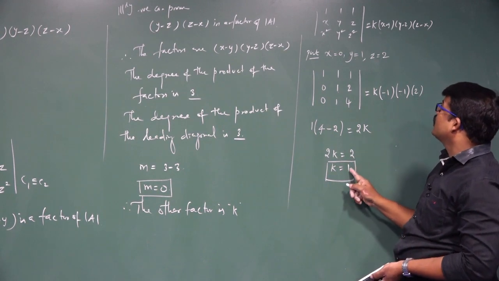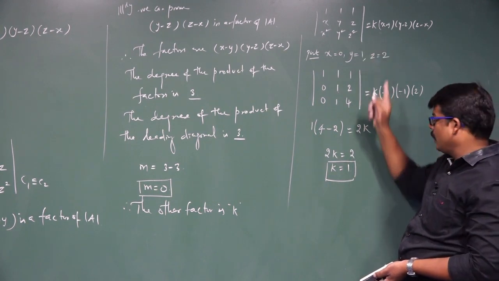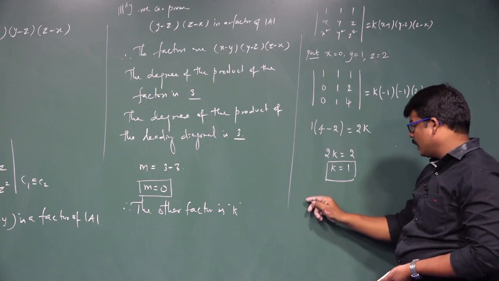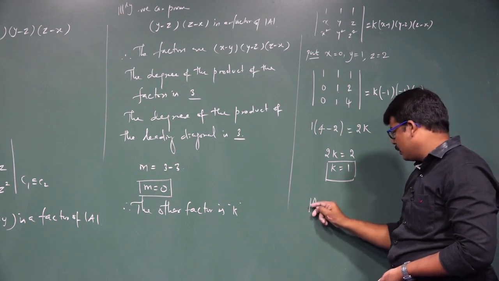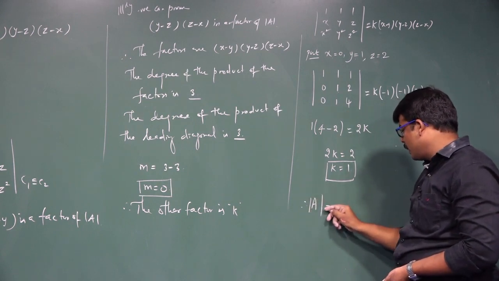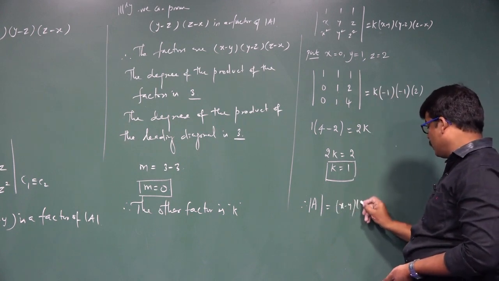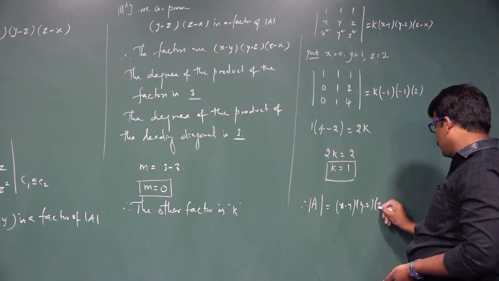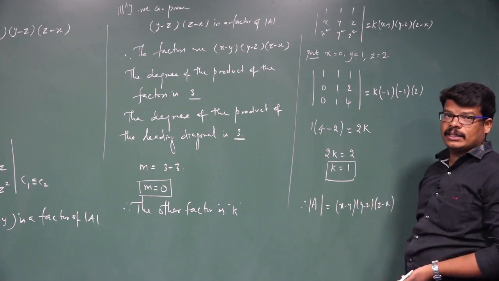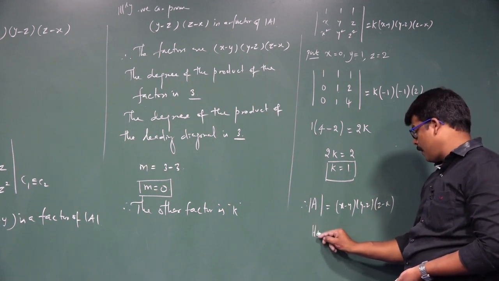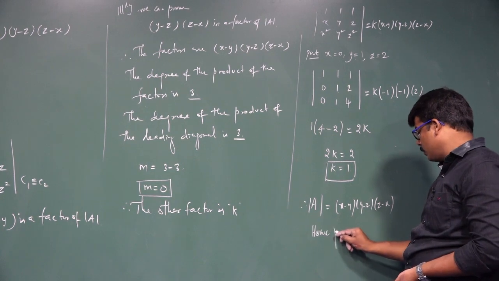Substitute the k value 1 in the determinant. Therefore, the determinant A equals k value 1 into x minus y, y minus z, and z minus x. Hence proved.